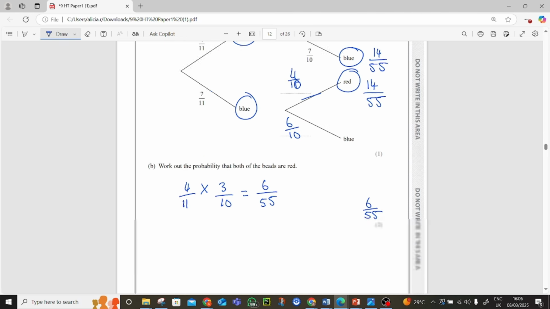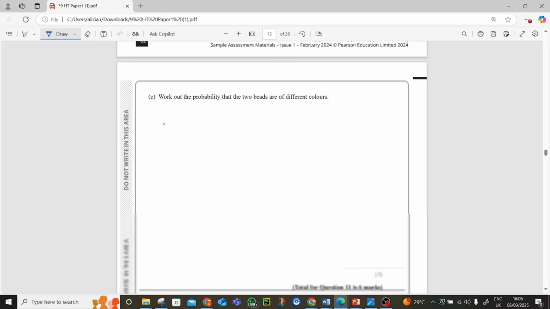So we're just going to add these two things together. If she takes red blue, we have a probability of 14 over 55. If she takes blue red, we also have a probability of 14 over 55. And then the probability she takes 2 beads of different colours is going to be 28 over 55.